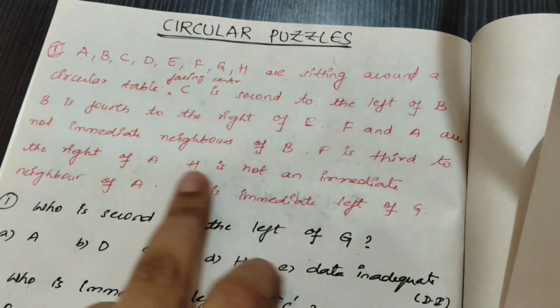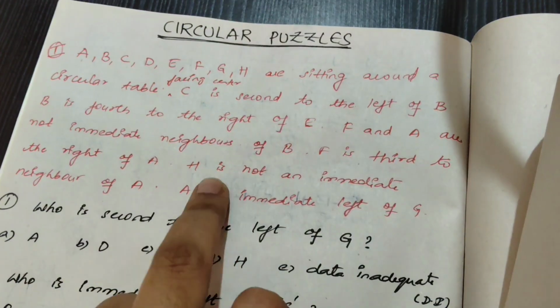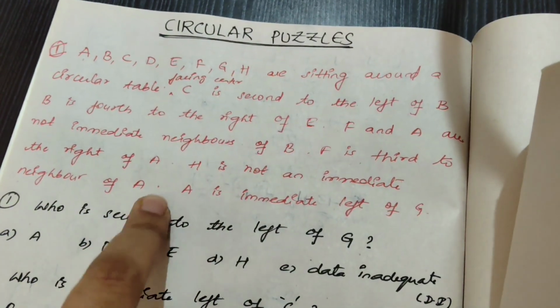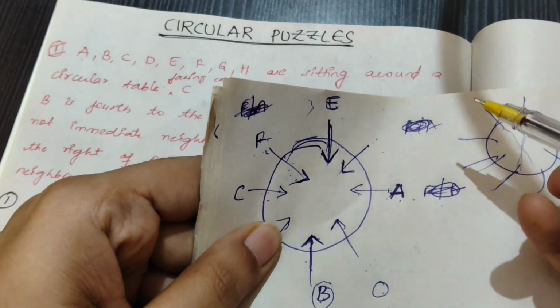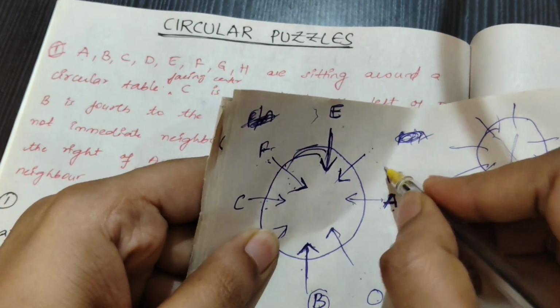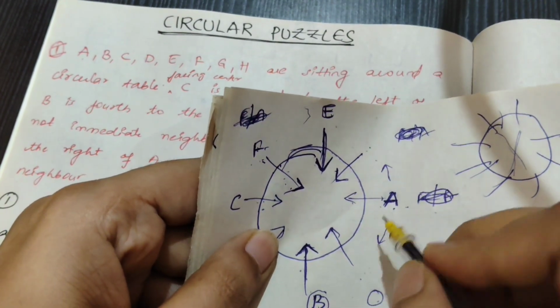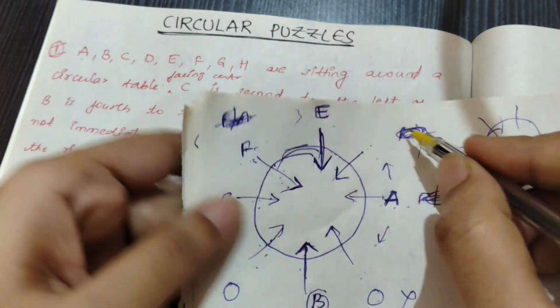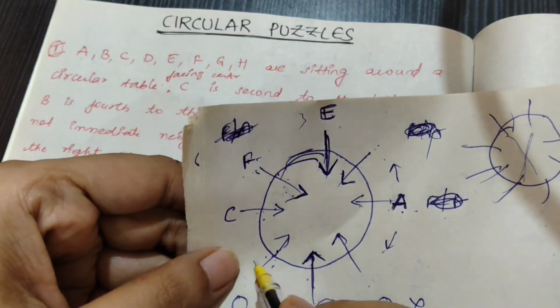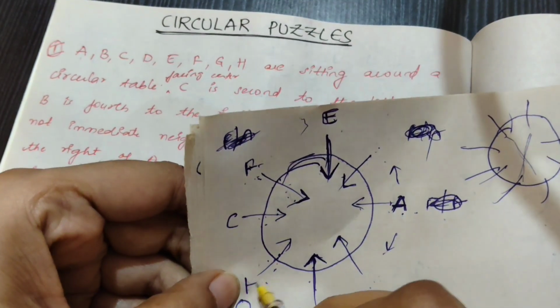Okay, next, H is not an immediate neighbor of A. So here this is A, H is not an immediate neighbor. Immediate means just before left, just before right. This is just before left. So here H will not be there, here H will not be there. So the only remaining vacant position is here. So here H will come.